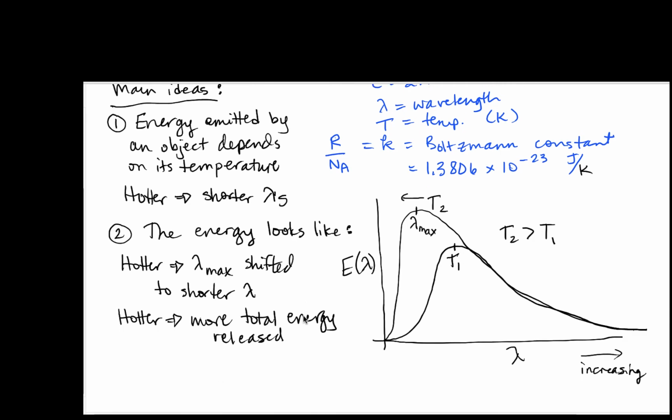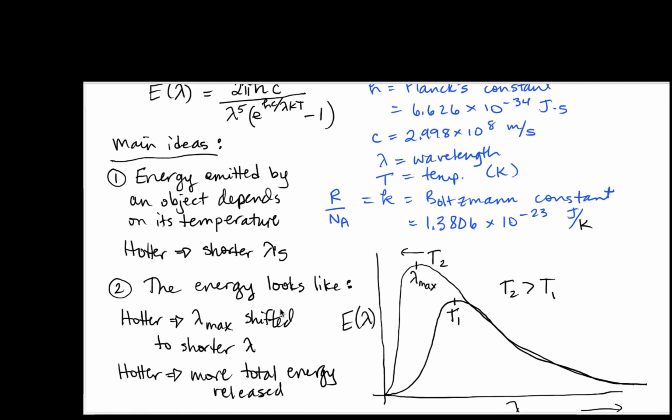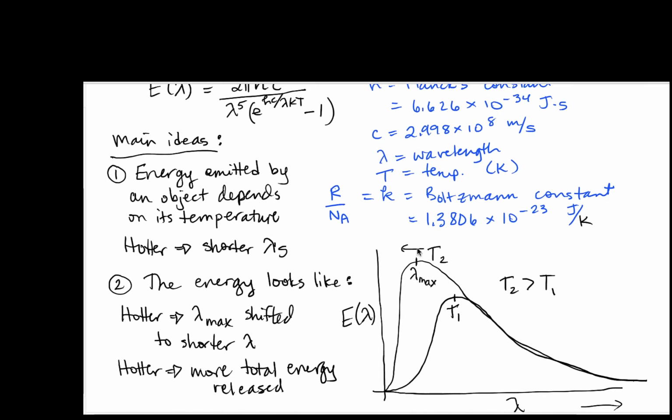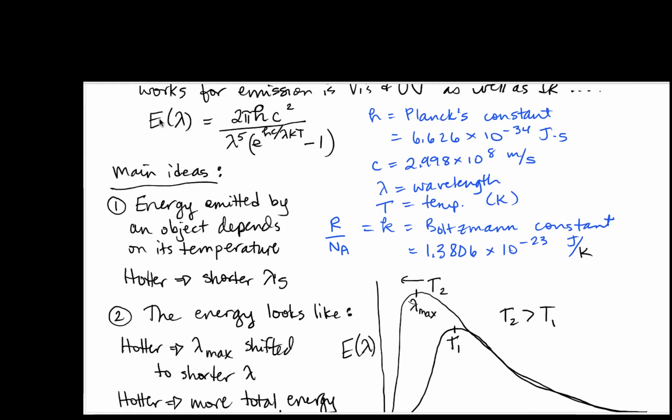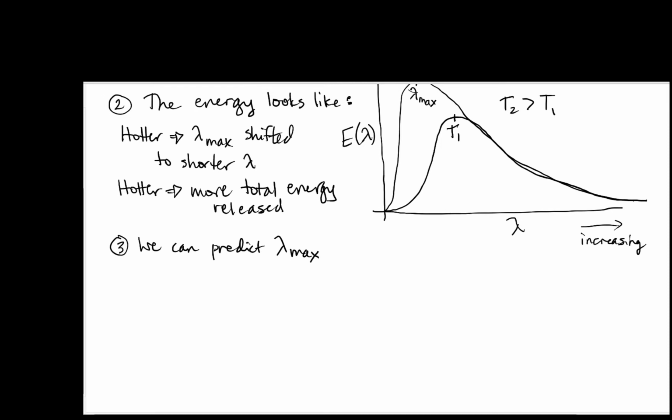Okay, so from these two, we can move on to a third big idea, which is that we can predict where lambda max is. If you are somebody who has done calculus before, you know that we can use calculus to find the location of a maximum or a minimum. And the short version is you take the derivative and you set it equal to 0 because at this particular point we have a 0 slope. So anyway, you can do that. We aren't going to do that right now, but we can calculate it.